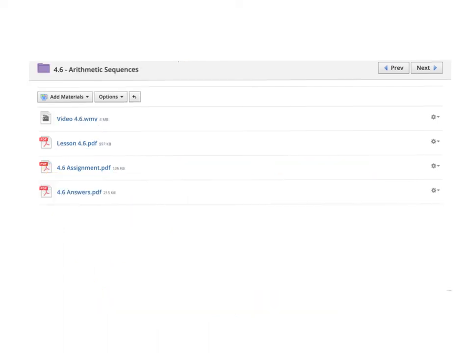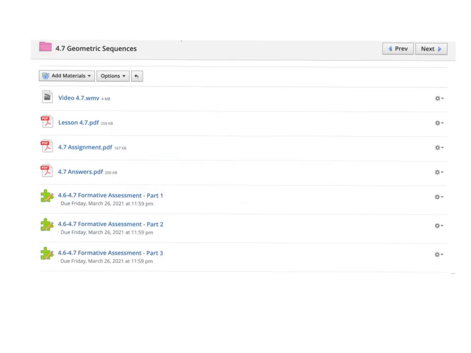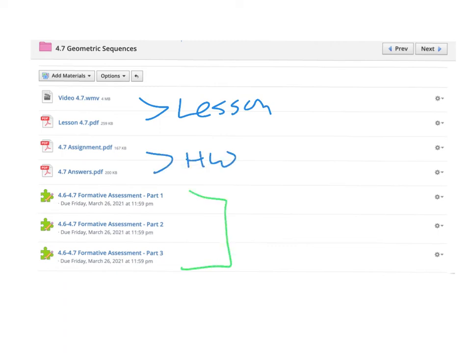So then we go to 4-6. We have the lesson and the homework. No assessment on this one. 4-7, we have the lesson and then the homework. And then here is the 4-6, 4-7 formative assessments. Again, all three of them have to be passed with 100%, and this is also by March 26th.